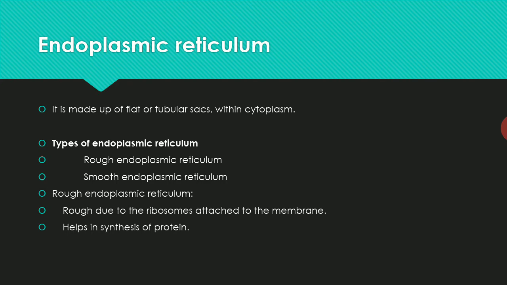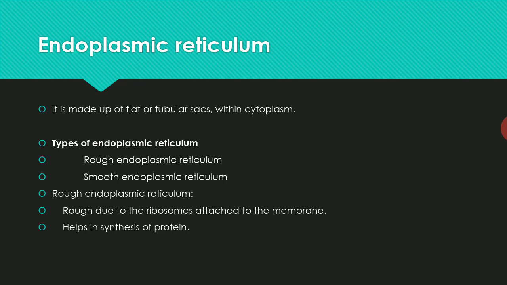What is the difference between these two? In the rough endoplasmic reticulum, the outer surface of the reticulum is attached with ribosomes. Because ribosomes are attached on the surface, when we touch it, it will feel rough. That is called rough endoplasmic reticulum. Its function is synthesis of protein. Proteins are synthesized by the rough endoplasmic reticulum.